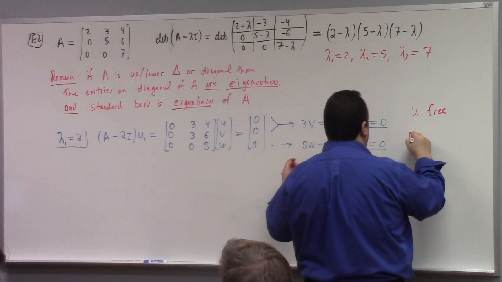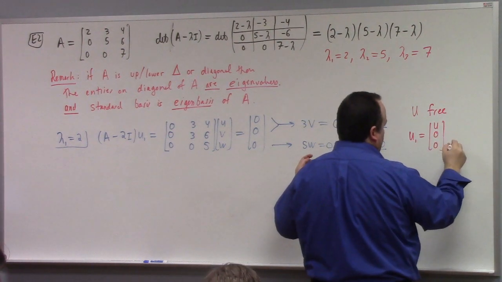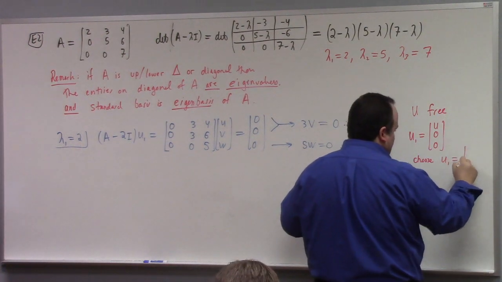U is free. So u1 has the form, generically speaking, u, 0, 0. Which means that I can choose u1 equal to 1, 0, 0.